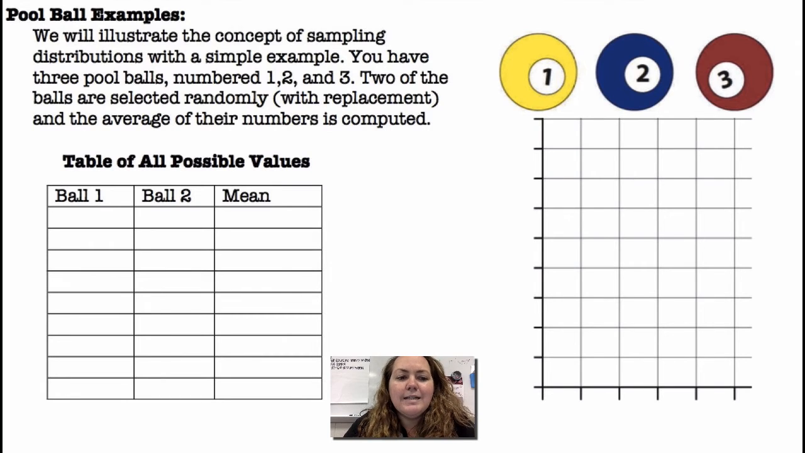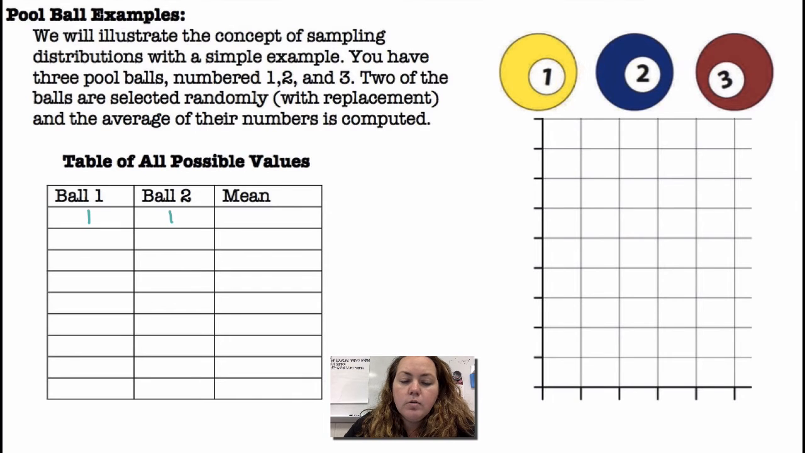An example: pool balls. We will illustrate this concept of sampling distribution with a simple example. You have 3 pool balls numbered 1, 2, and 3. 2 of the balls are selected randomly with replacement. That means I'm going to take one, look at what number it is, put it back, mix them up, and pick another one. And the average of their numbers is computed.